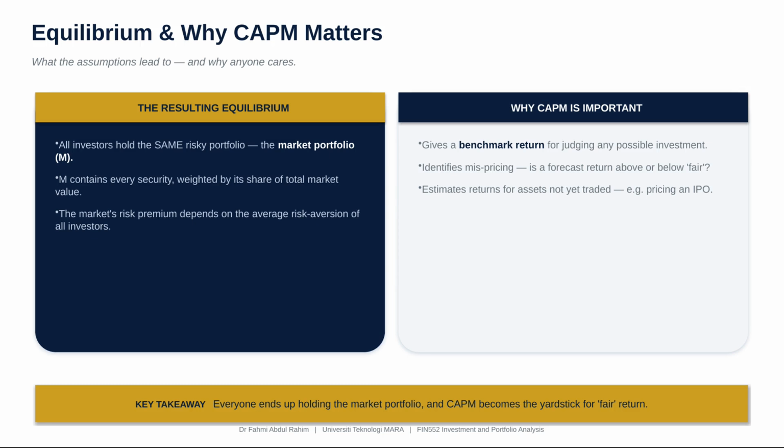On the right is why CAPM matters in practice. 3 concrete uses. First, it gives us a benchmark return for judging any possible investment, a yardstick for fair. Second, it identifies mispricing by letting us ask whether a forecast return is above or below the fair level, which is the basis of finding bargains. And third, it can estimate the fair return for assets that have not even been traded yet, which is exactly how a bank prices a new share offering, an IPO. The takeaway, in equilibrium, everyone holds the market portfolio, and CAPM becomes the universal yardstick for fair return. That market portfolio M is the key that unlocks our first graph, the capital market line, which is section 2.